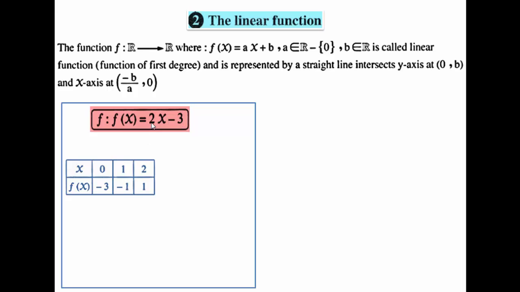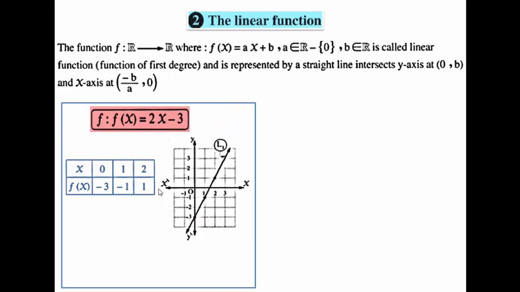Substitute x by 2: 2 times 2 equals 4, 4 minus 3 equals 1. Again, substitute x by 0, the result will be negative 3. Substitute x by 1, the result will be negative 1. Substitute x by 2, 2 times 2 equals 4, minus 3 equals 1.